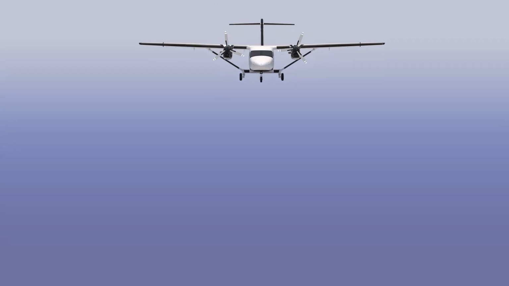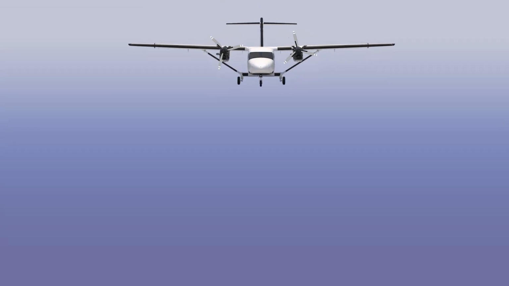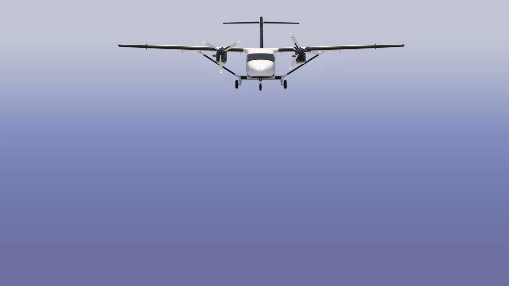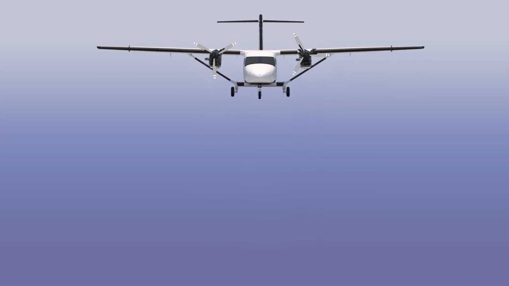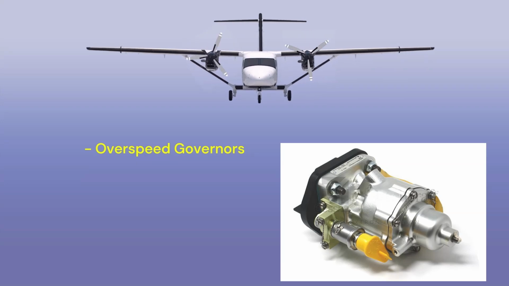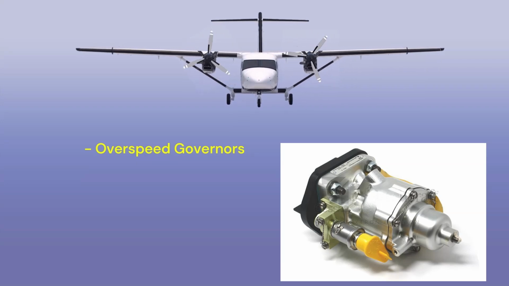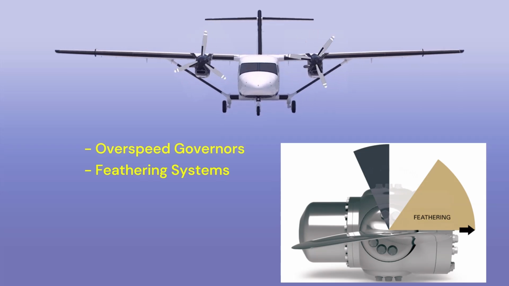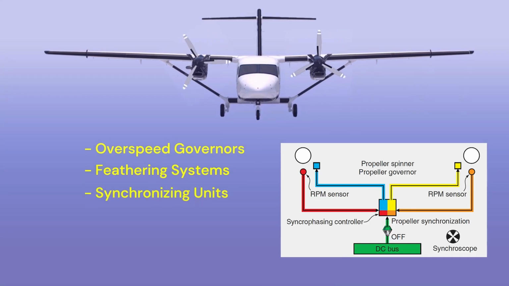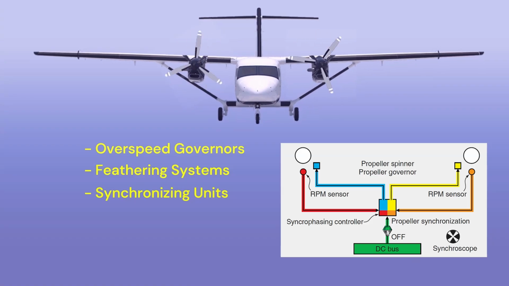Most propeller governors can maintain RPM within a range of about 200 RPM. Beyond that, they lose control accuracy. Some aircraft include overspeed governors, backup protection against excessive RPM, feathering systems for shutting down engines in flight, and synchronizing units, which match multiple engines' prop speeds.